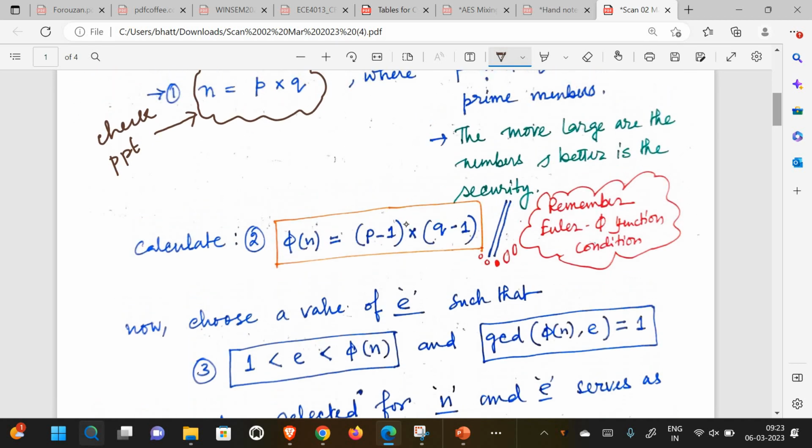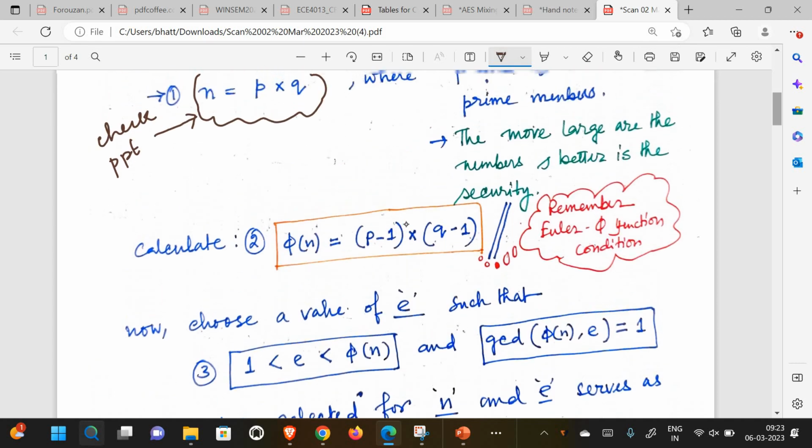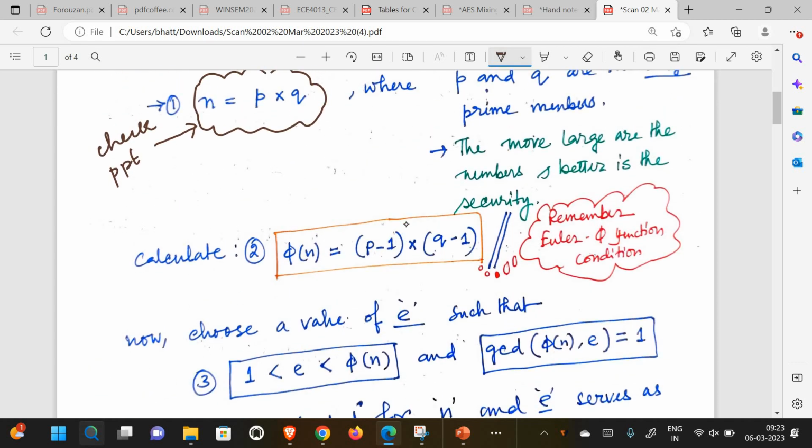Now, the second step, please understand this one by one. Based on this N, calculate phi of N. As you can see, this is the Euler phi function, which we all discussed long back. It is nothing but P minus 1 into Q minus 1. P and Q are known to us, so phi N is what we are going to calculate.